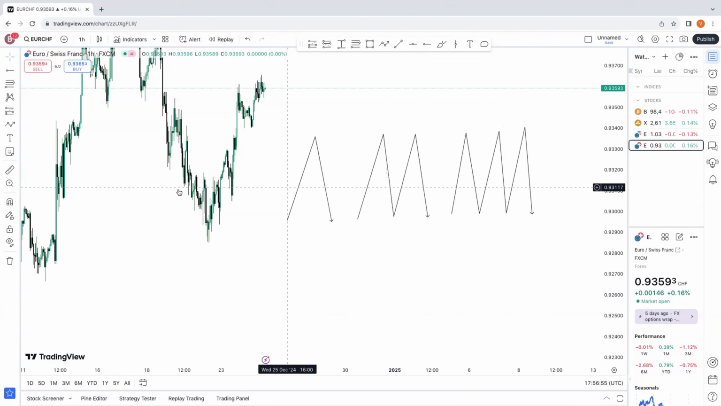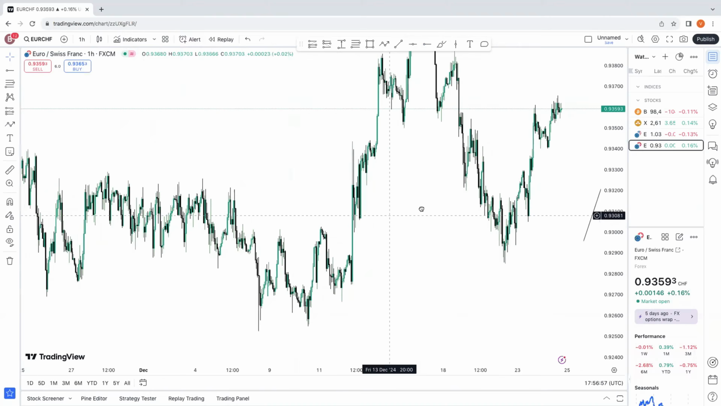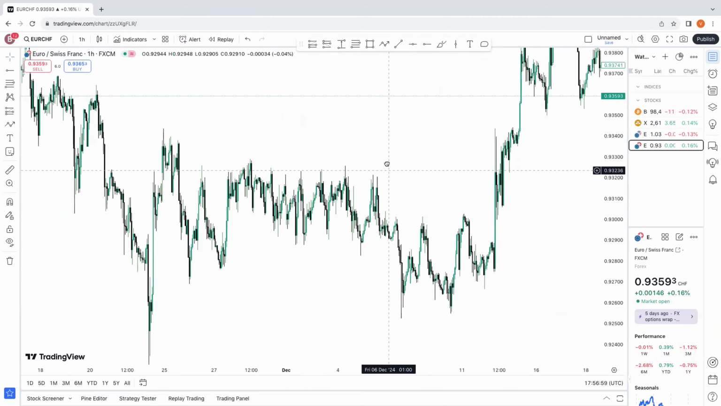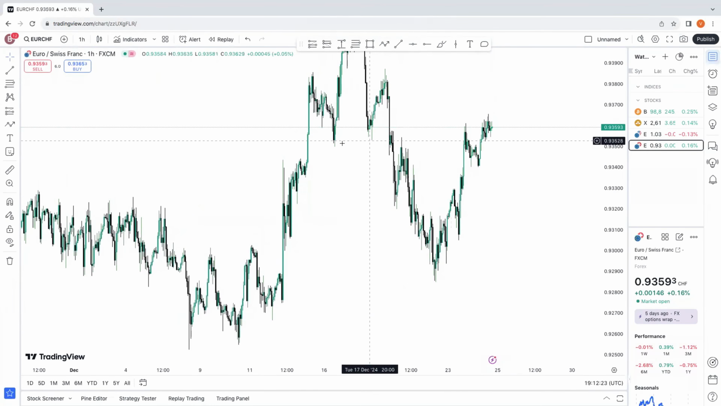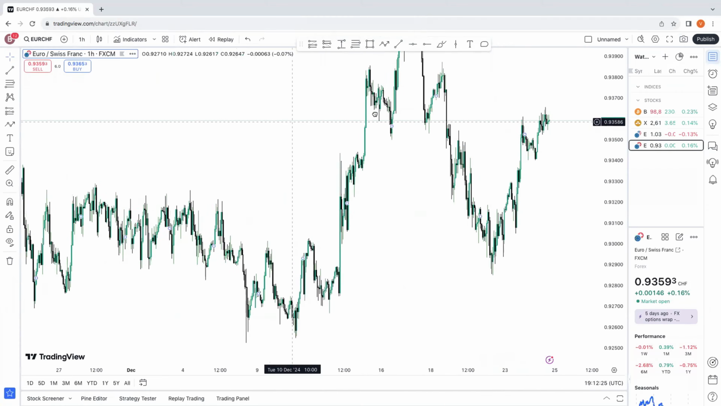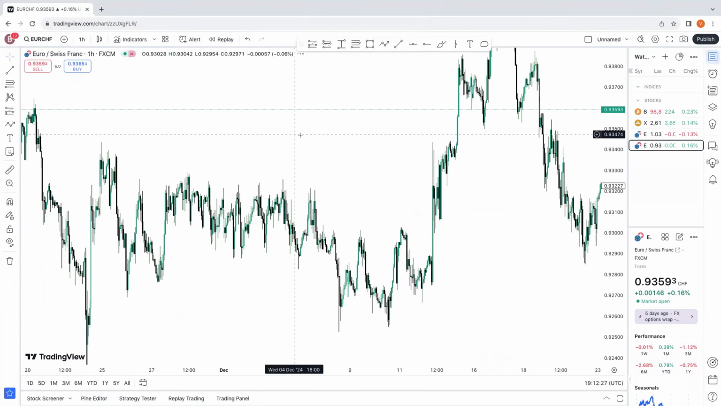Now let's quickly look at a consolidating market, right? Let's quickly look at an example in our chart. All right, now this is a consolidating market. Why is it a consolidating market? It is a consolidating market because price is moving within this range. This is an example of a consolidating market in a real life chart.